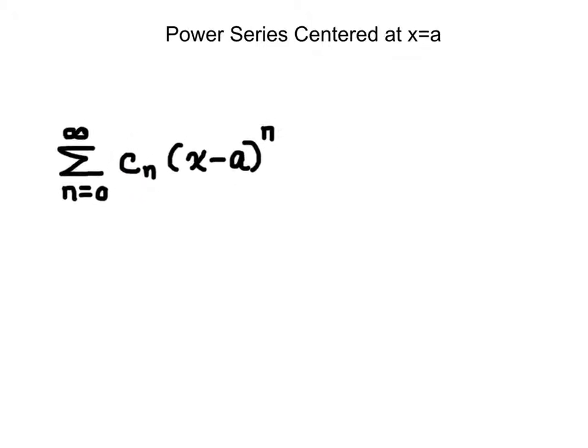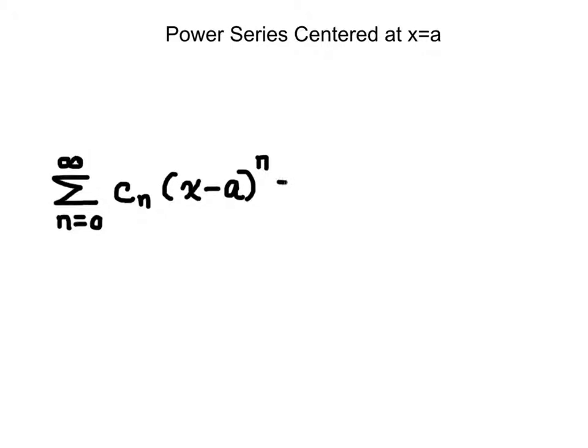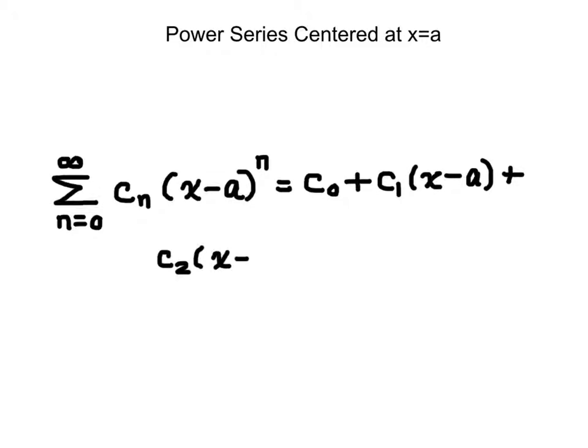So let's expand this, and this would equal, when n equals 0, c sub 0, and x minus a is raised to the 0, so that's 1, plus c sub 1 times x minus a raised to the 1, plus c sub 2 times x minus a raised to the 2, and this continues on so that each term is c sub n times x minus a raised to the n, and off to infinity.